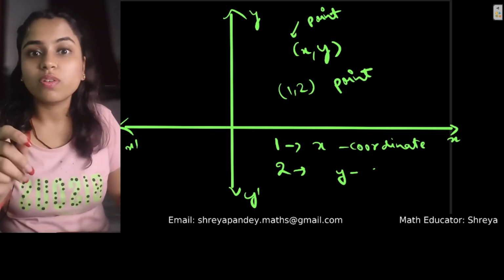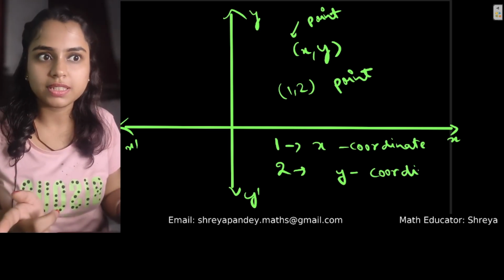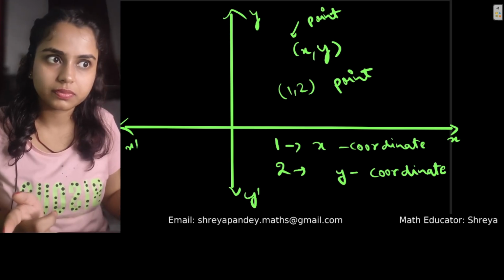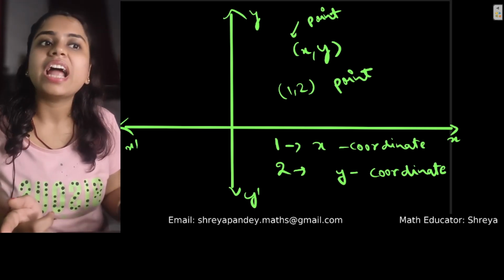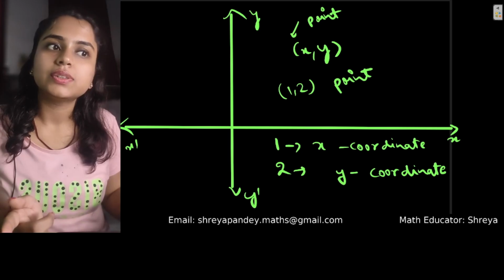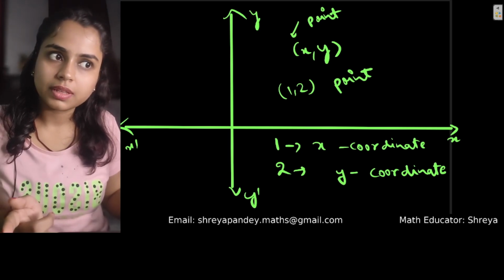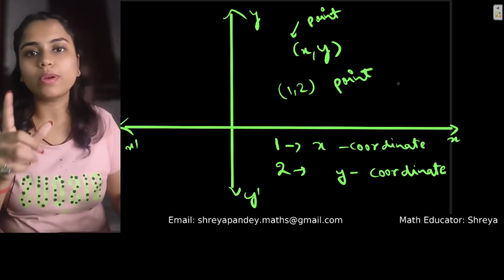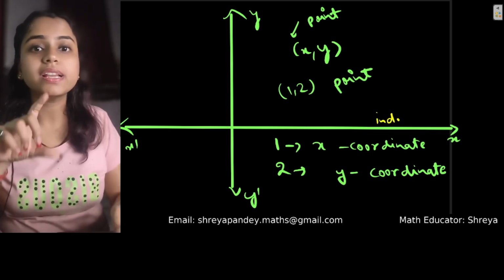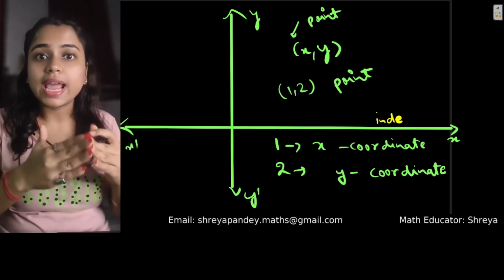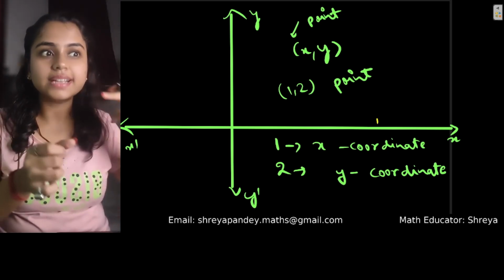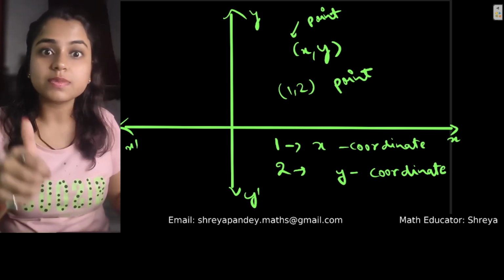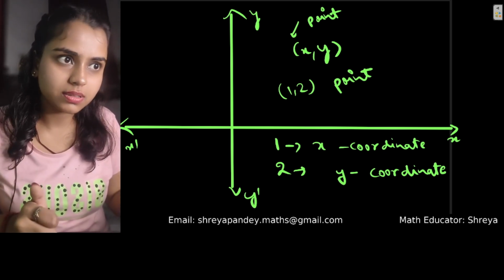Okay, 1 is your x coordinate, and 2 is the y coordinate. Can you pick this thing? As well as, if you are acquainted with the terms dependent and independent, x is your independent and that is coordinating with y. So x comes first, this is your independent.